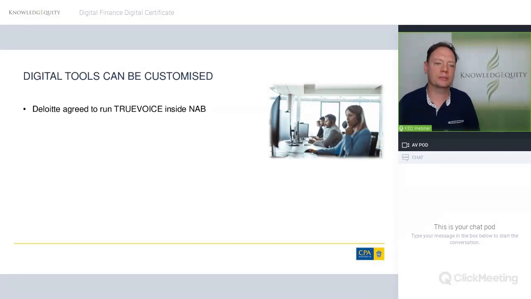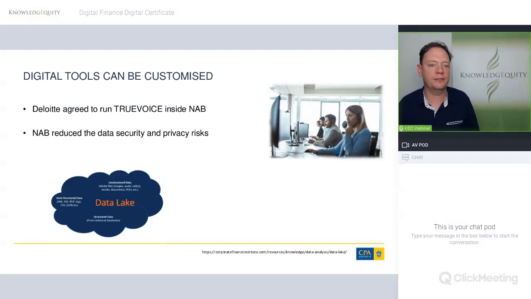And Deloitte basically agreed to create True Voice 2.0 just for NAB and to deploy it inside NAB's AWS environment. The great thing for NAB now is that they feel more confident that all this data is in their data lake. Therefore, the security breaches could still occur, but they're very much just with NAB to protect, not a third-party supplier, and the privacy risks are less. So they're more comfortable with that approach, and Deloitte was willing to do it with True Voice.